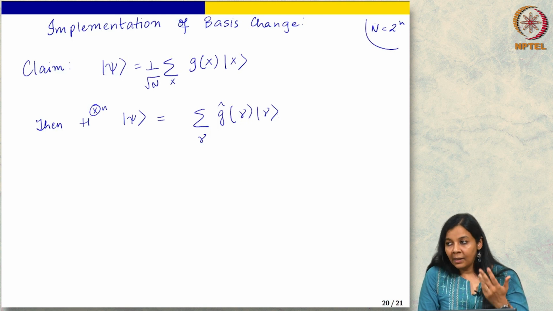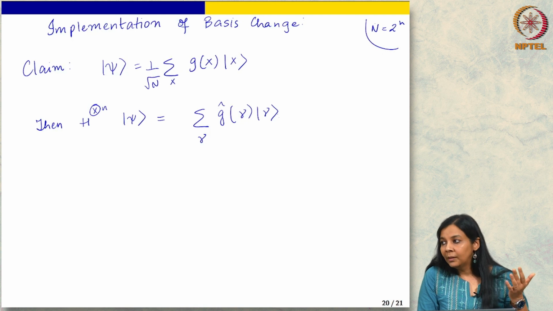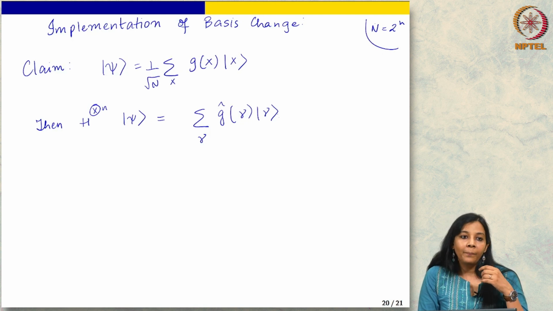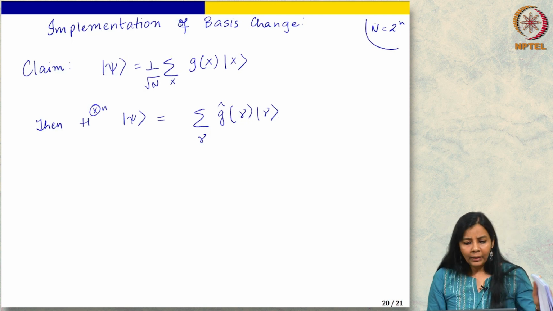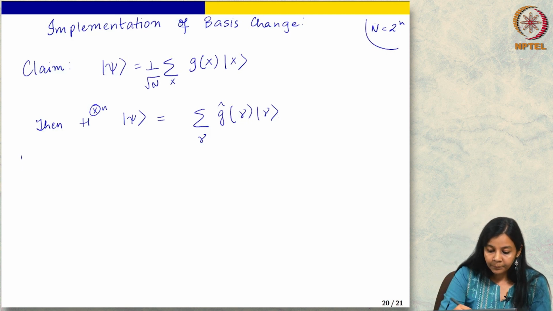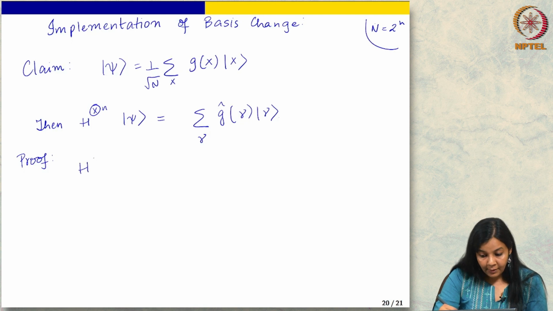Of course, we are not done because we cannot access this information. So for that we need a measurement, and that is why there are some problems that work and some that do not, because there are a few problems where, having done the change of basis, when I do the measurement I actually get something useful. This will not be true for everything. Okay. So let us quickly prove this. So let me write this down.